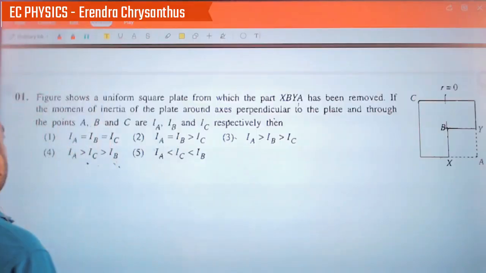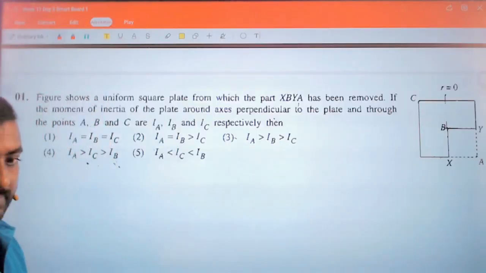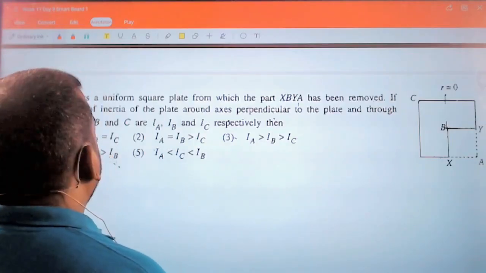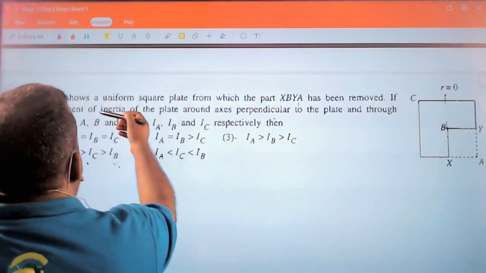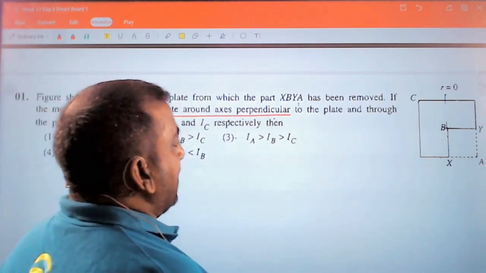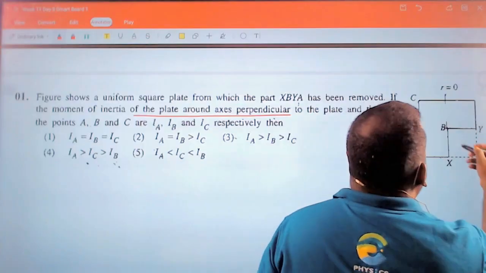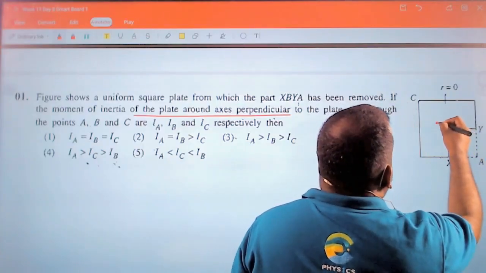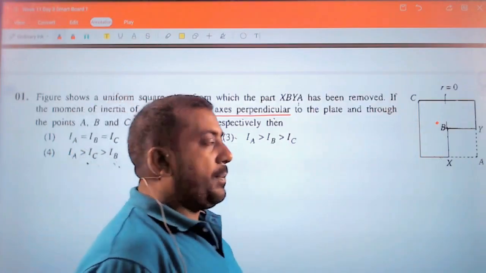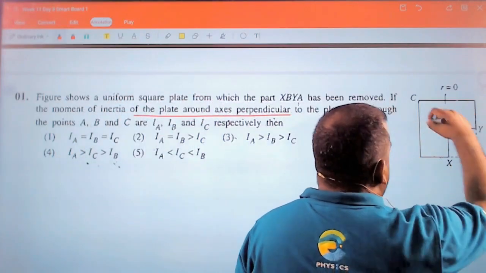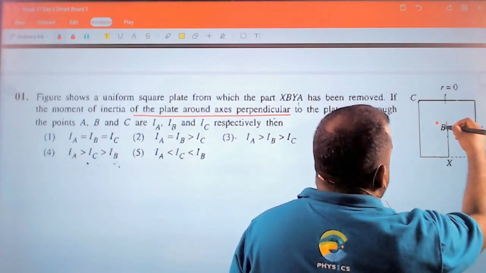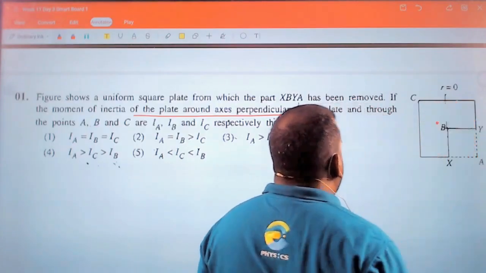The figure shows a square plate from which the part XYBA has been removed. The moment of inertia about the axes perpendicular to the plate are asked. Now the moment you remove a particular mass, the center of gravity of the system will slightly shift. Normally the center of a rectangular or square plate is where the diagonals meet, but it slightly moves away. So from A the distance is larger, for B very close, and for C also larger.